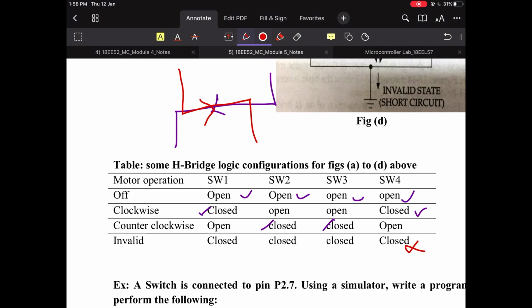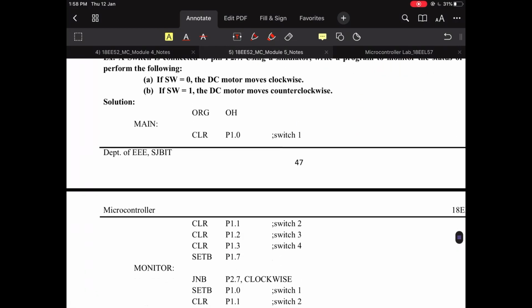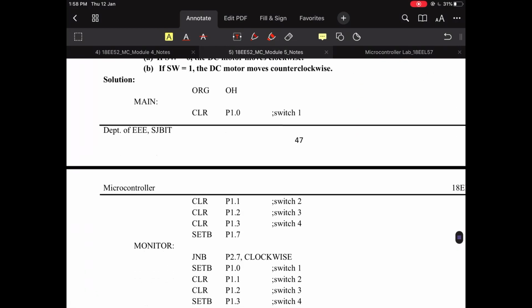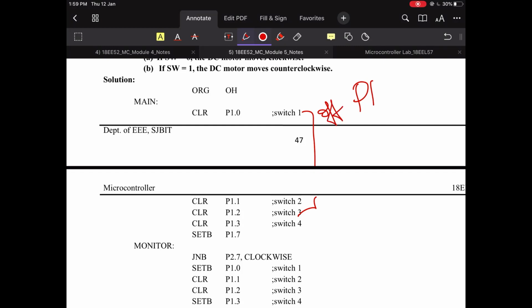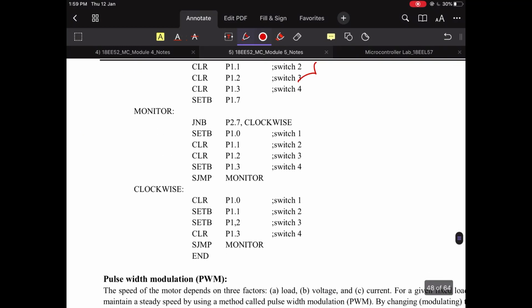So if you want to write a program for this, you can see here, I am connecting 4 switches to 4 pins of port 1. First, I am making all these switches off. So the motor will also be off in this case. Now let us rotate the motor in a particular direction. I am assuming the motor will start with clockwise direction.